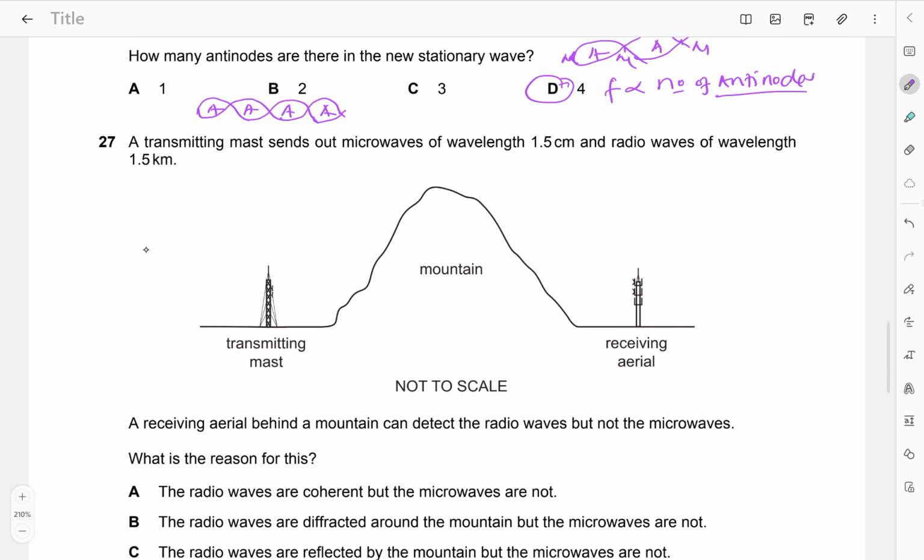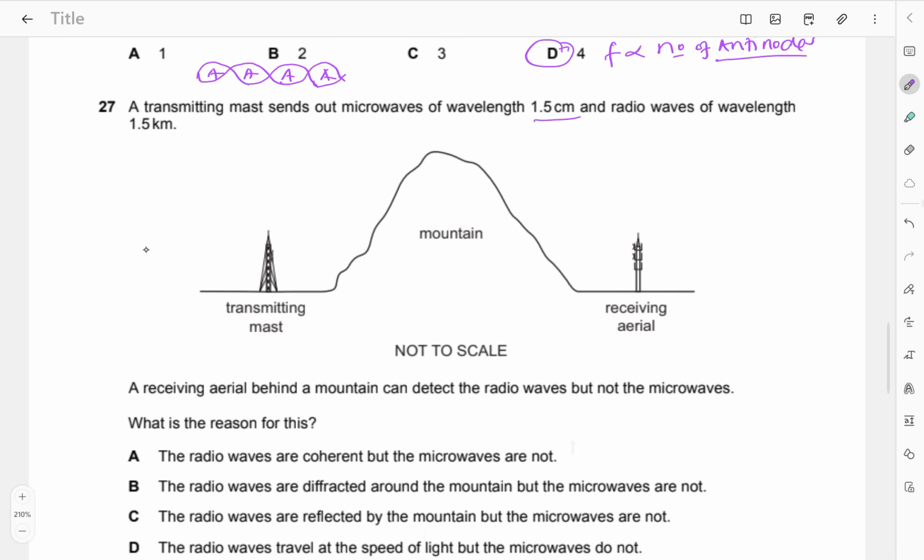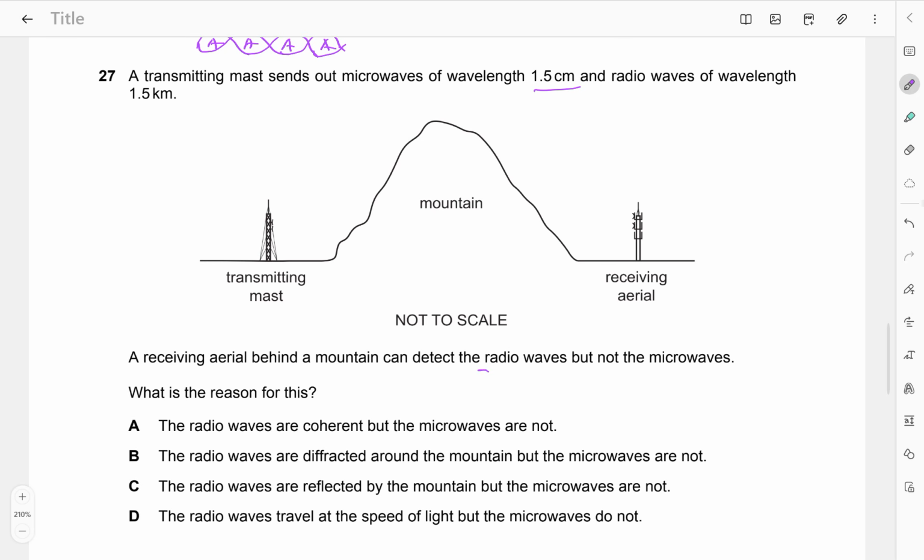A transmitting mast sends out microwaves of wavelength 1.5 centimeters and radio waves of wavelength 1.5 kilometers. Note that the radio waves have a longer wavelength, so they can easily undergo diffraction around an obstacle as compared to the microwaves. So a receiving area behind a mountain can detect radio waves but not microwaves, simply because radio waves can undergo diffraction easily compared to microwaves which majorly travel in a straight line.